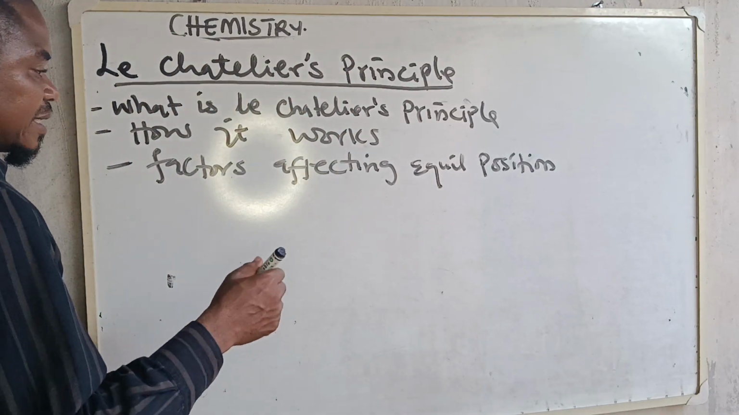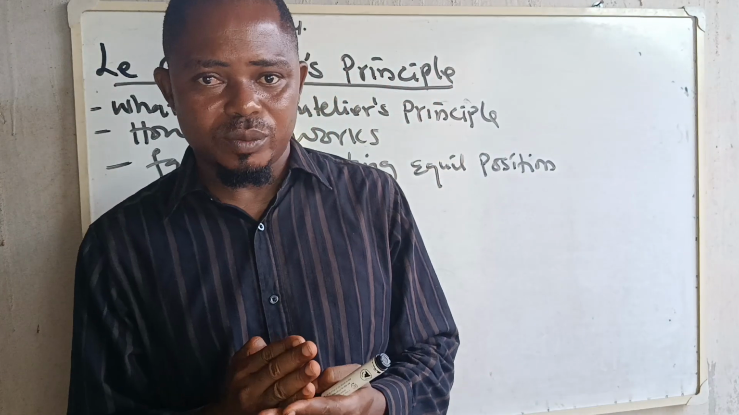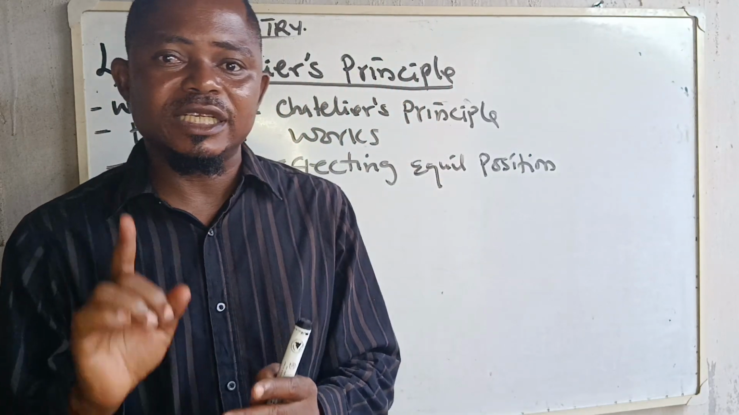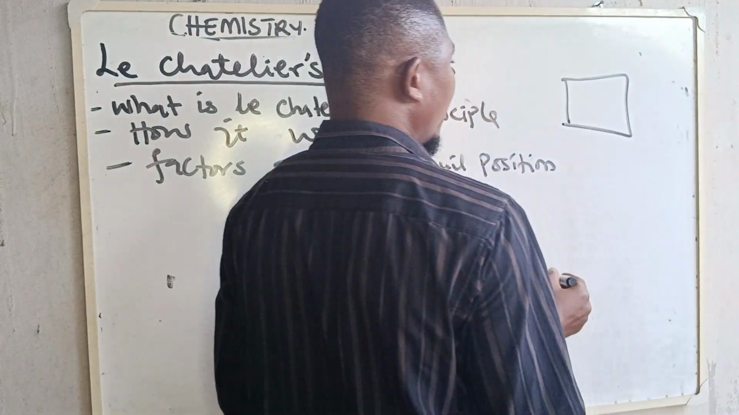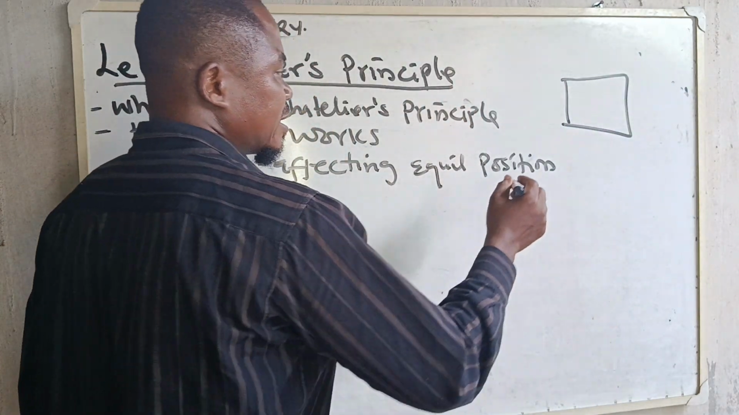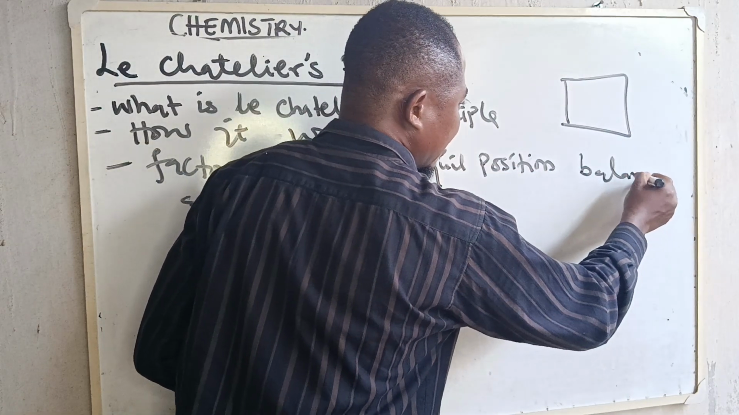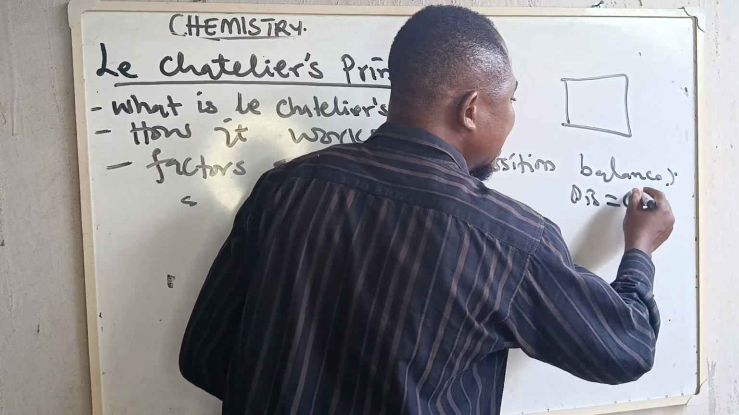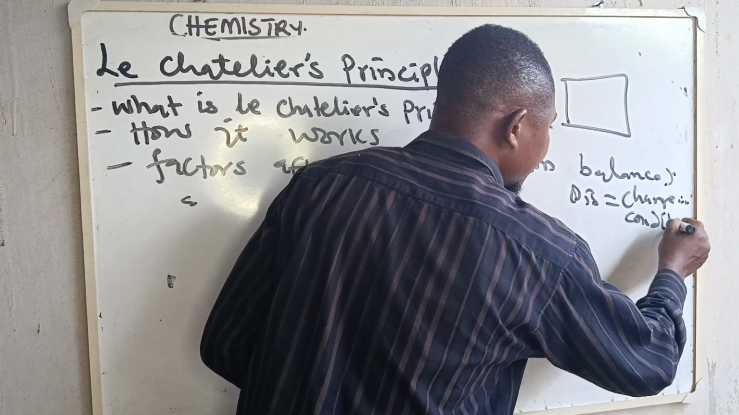The principle says that when a system at equilibrium is being disturbed, the system will adjust so as to oppose the disturbance and restore equilibrium. So if you have this system in equilibrium and certain factors in it are disturbed, the system in equilibrium is balanced. That is the character, it is balanced. Now, what you call disturbance is simply a change in conditions.